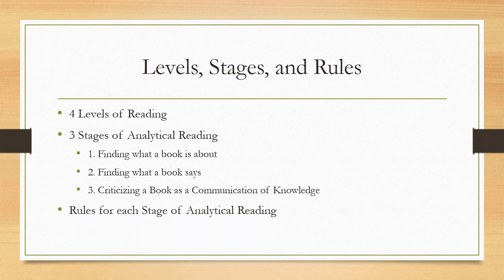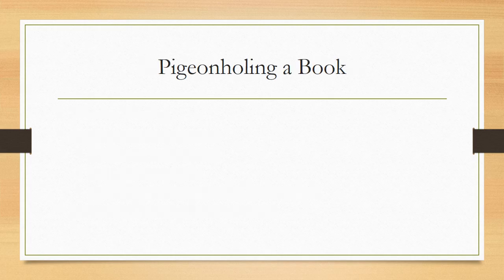Finally, there are rules for each stage of analytical reading. Stages 1 and 2 each have 4 rules, which we'll go over today. And then stage 3 has more than that, and we'll go over those next time. Okay.